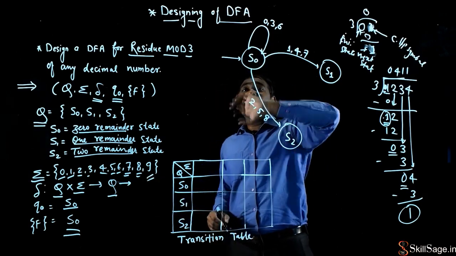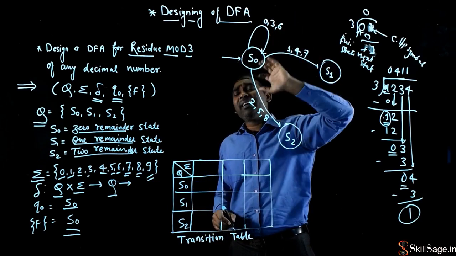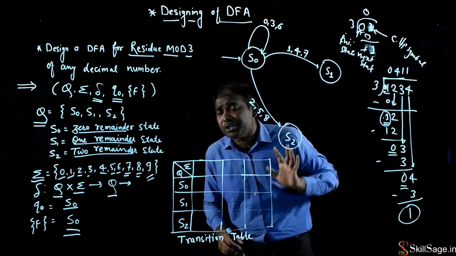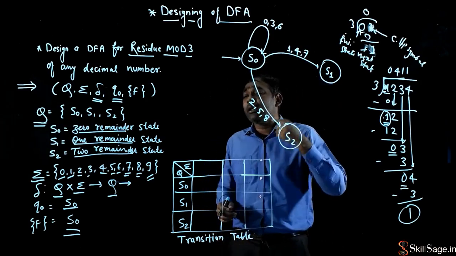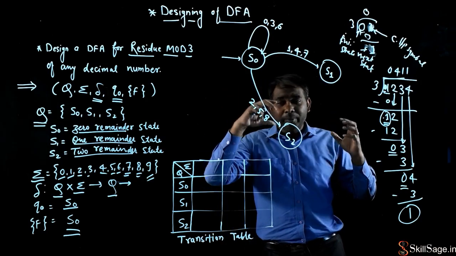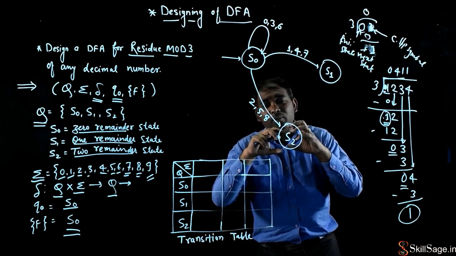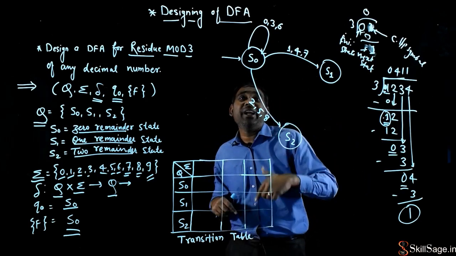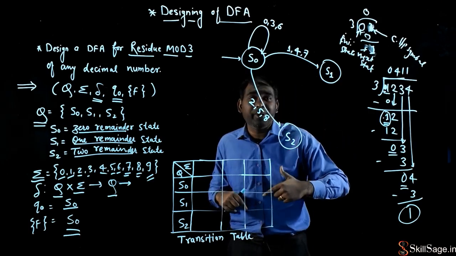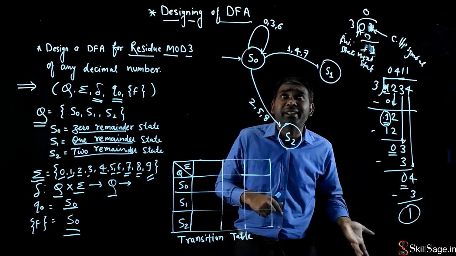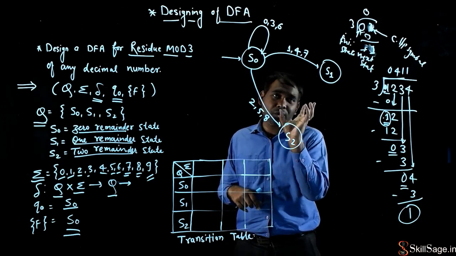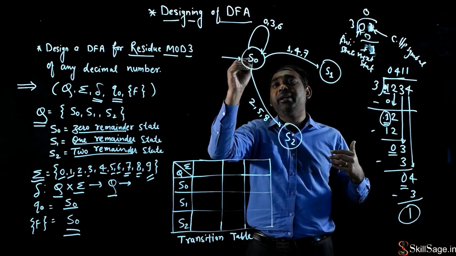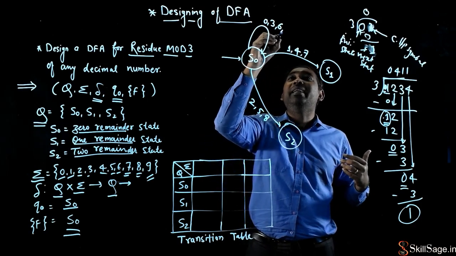What about this last one? 9. Here I am at state S0. If I take a transition on 9, what will happen? My current state is the 0 remainder state. Next input symbol is 9. I am going to club my current state and the current input symbol to form a new number, and that number gets divided by 3, and I have to check the remainder. The remainder is my next state, right? The number is 0, 9. 0, 9 divided by 3, I am going to get a 0 remainder. So 0 remainder is S0. S0 will be my next state here.